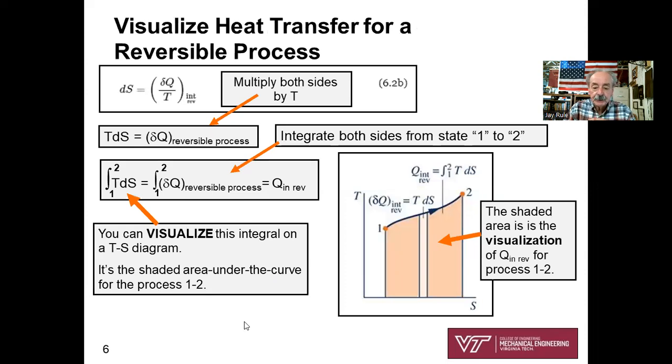And the visualization of entropy change on a TS diagram for a reversible process, clip right out of your book. So as long as you can describe the process path 1 to 2 on a TS diagram, you can visualize the change in entropy as well as the heat transfer. The heat transfer is visualized by the area under the curve, or in other words, the integral of TdS. So that's just a little crash course about change in entropy.